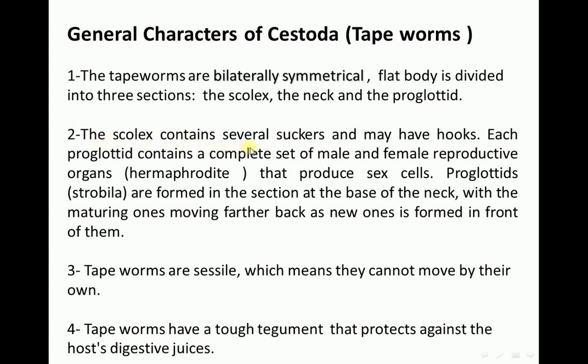Scolex contains several suckers and may have hooks. Each proglottid contains a complete set of male and female reproductive organs that produce sex cells. Proglottids or strobila are formed in the section at the base of the neck, with the maturing ones moving farther back as new ones are formed in front of them.